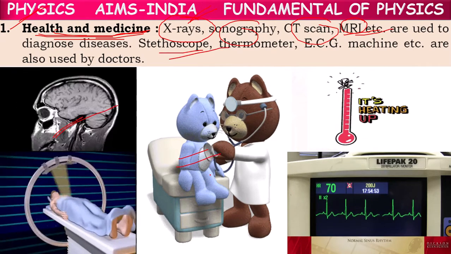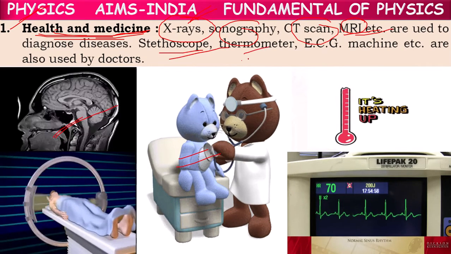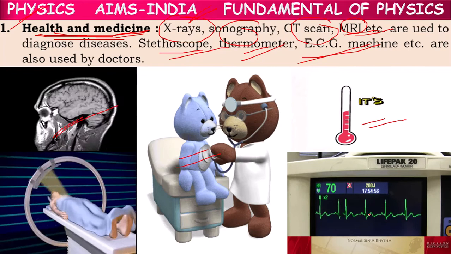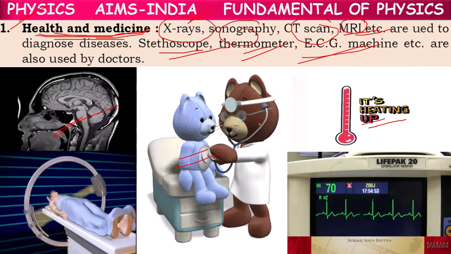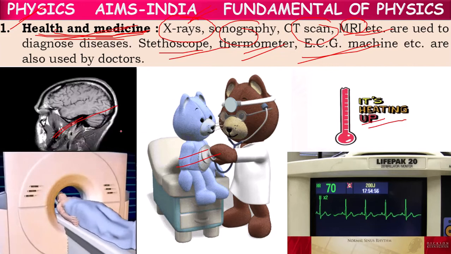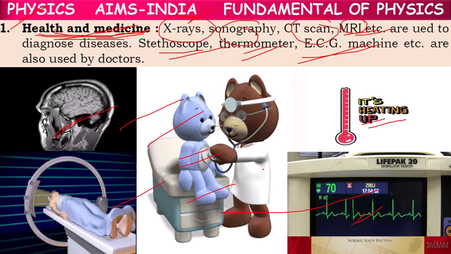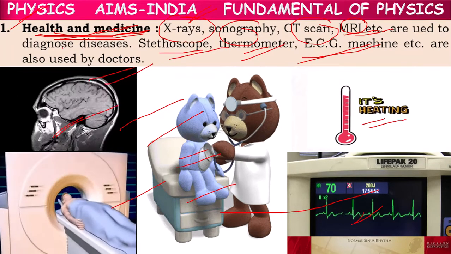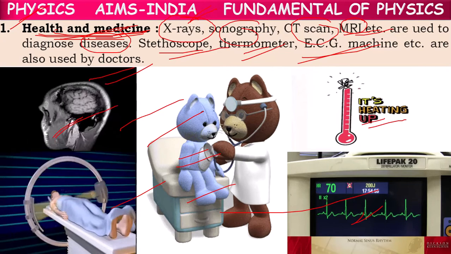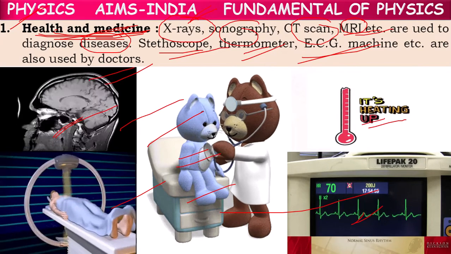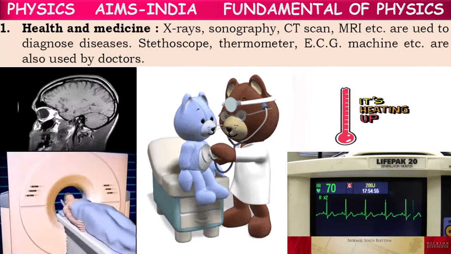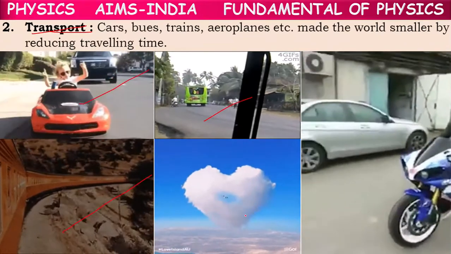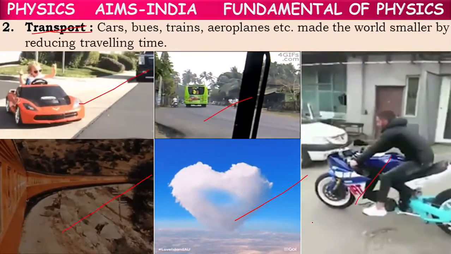Then a stethoscope for checking our heartbeat, a thermometer for checking our temperature, and ECG, which is also for the heartbeat. Like that, in the health and medicine field, so many machines were invented because of physics, which are used by doctors. With the help of these machines, they can diagnose disease, find out what disease we are affected with, and give proper treatment to us.